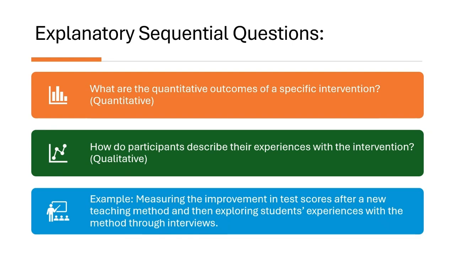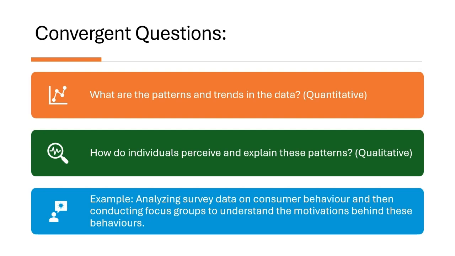So in explanatory, remember we said explanatory quantitative goes first. So what are the quantitative outcomes, for instance, of a specific intervention? And then following it up with a qualitative question: how do participants describe their experience with the intervention? For example, measuring the improvement in test scores after a new teaching method, and then exploring students' experiences with the method through interviews.